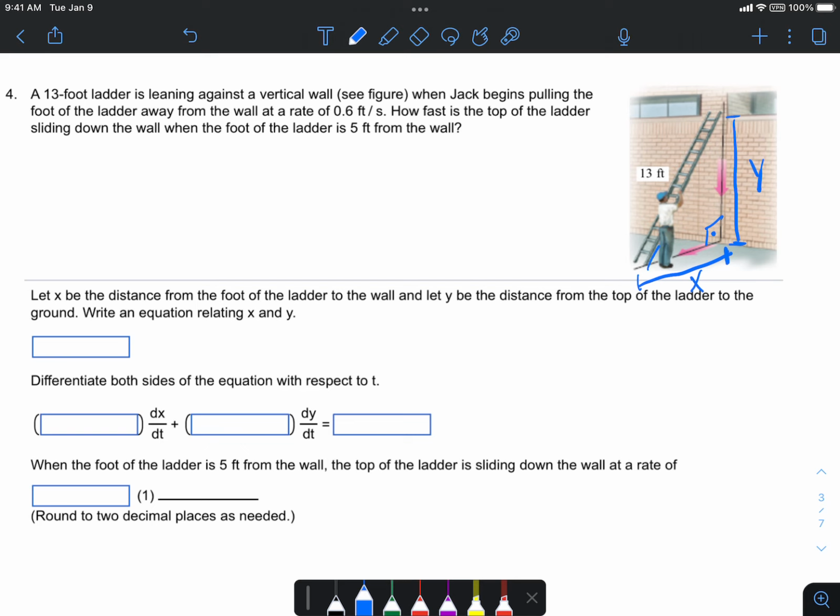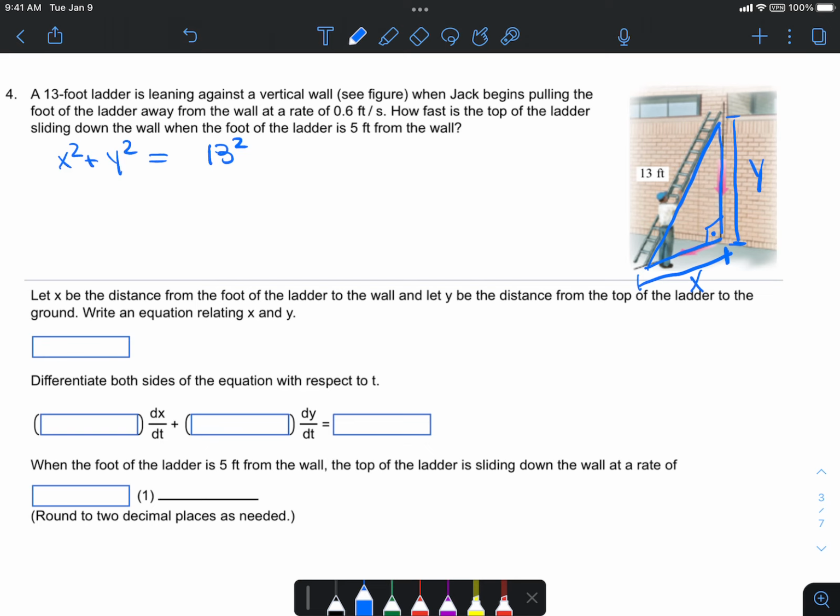Using the Pythagorean theorem on this triangle, you have the square of the hypotenuse equals the sum of the squares of the other two sides. And that's an equation that combines the two quantities we're interested in.